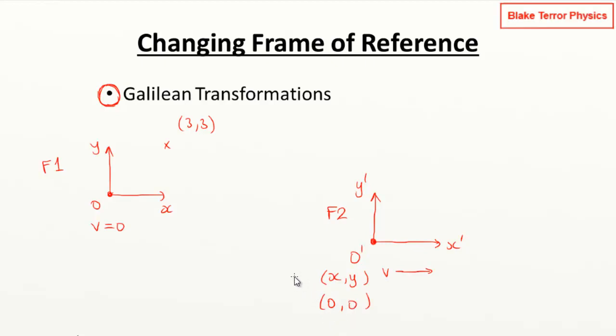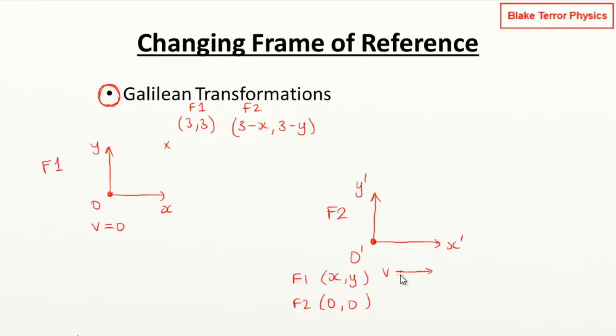So we want to go from F1 to F2. So we need to subtract this x, y from all of the coordinates of position in order to get the position in frame of reference 2. So if we've started with this at 3, 3 in frame of reference 1, then in frame of reference 2, we are going to be at 3 minus x and 3 minus y. So we need to take those off. So that's how we're transforming from one frame of reference to the other.